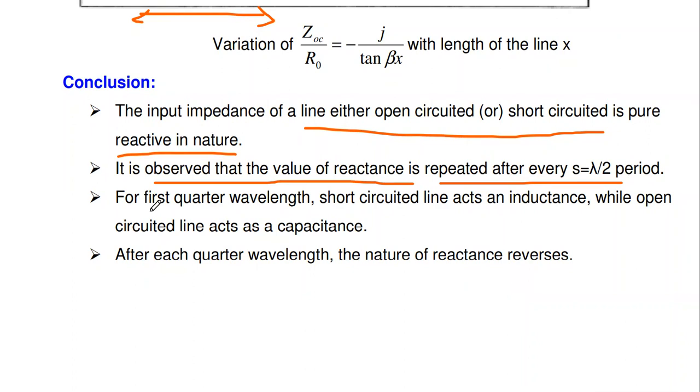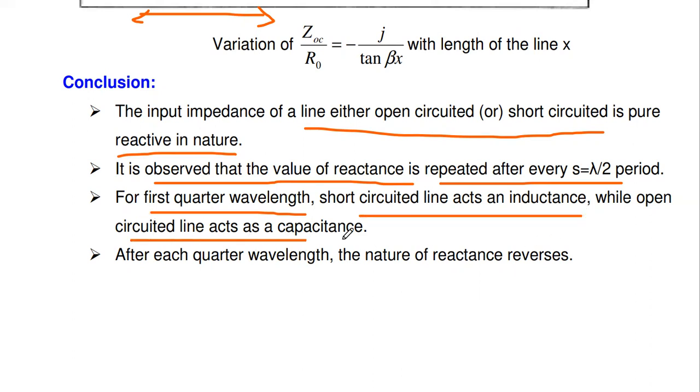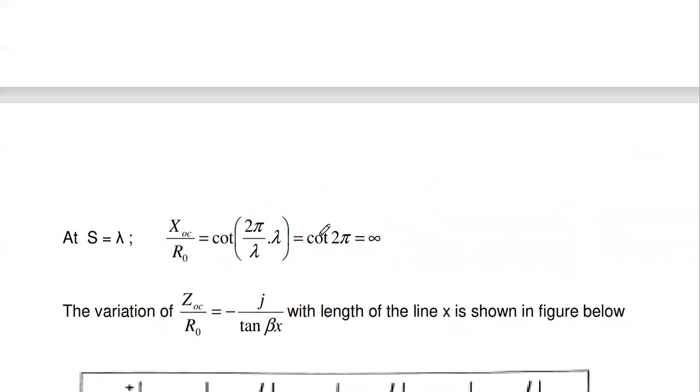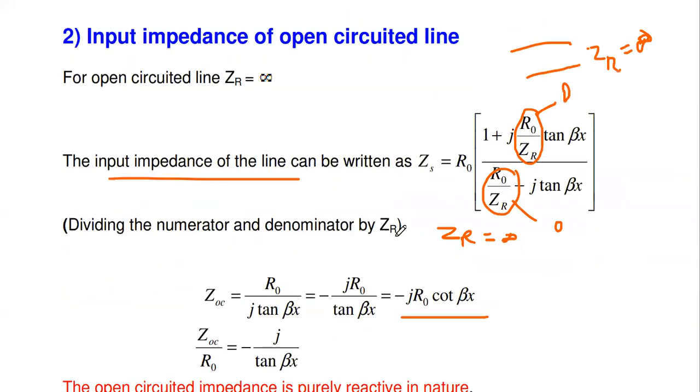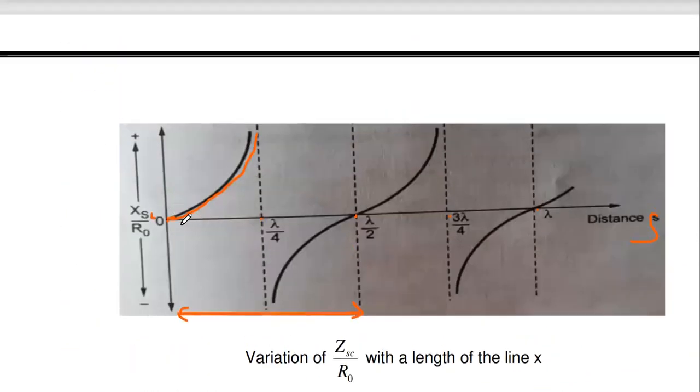Then the next one: for the first quarter wavelength, the short circuited line acts as an inductance, while the open circuited line acts as a capacitance. So you see, this is the short circuited curve. In the first quarter wavelength, the reactance becomes positive. If the reactance is positive, it behaves as inductive. In the next quarter wavelength, the reactance is negative, so it behaves as capacitive.